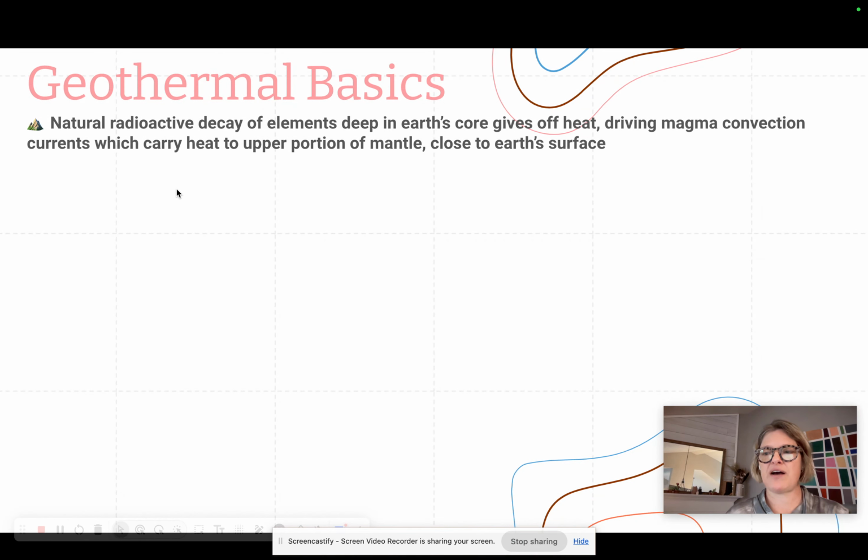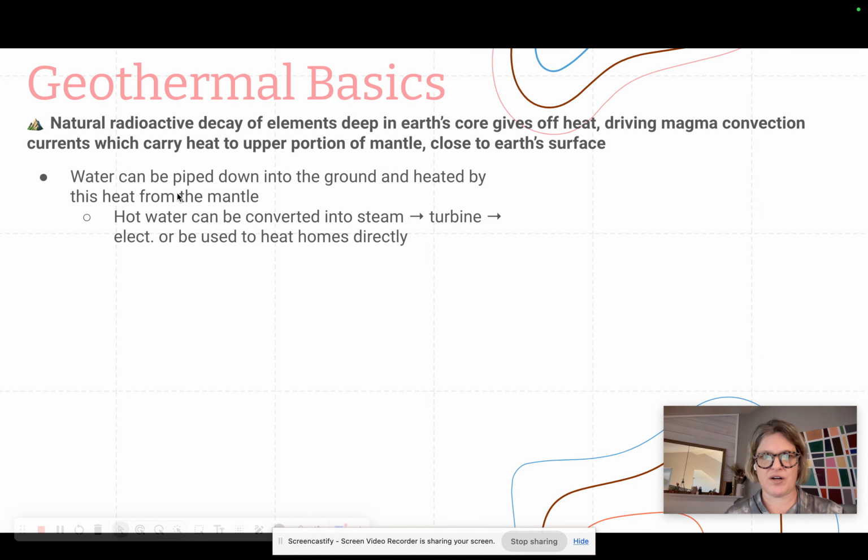While I say this is close to the Earth's surface, it's still potentially miles beneath the ground. And so we do have to mine or put something pretty deep in the ground to harness this energy. Water can be piped down into the ground and heated by this heat from the mantle, but it has to be driven down pretty deep.